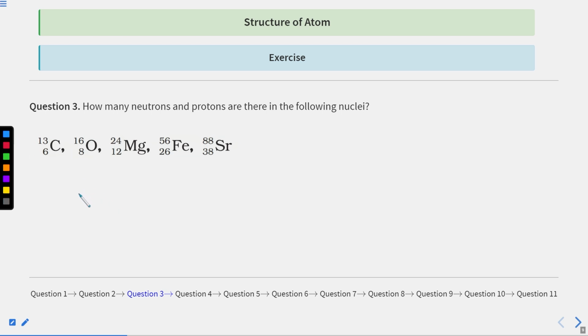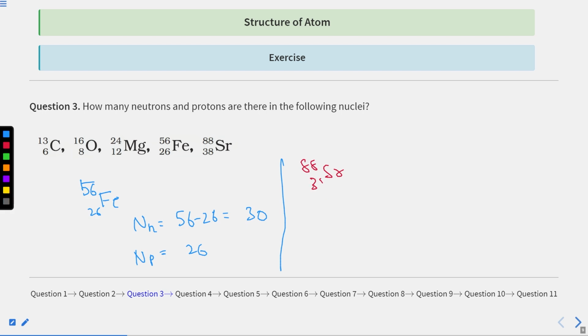Next, let us calculate it for iron. So 56, 26. So the number of neutrons is equal to 56 minus 26, that would give us 30, and the number of protons is equal to 26. Next, for strontium, the number of neutrons is equal to 88 minus 38, that would give us 50. The number of protons is equal to 38.